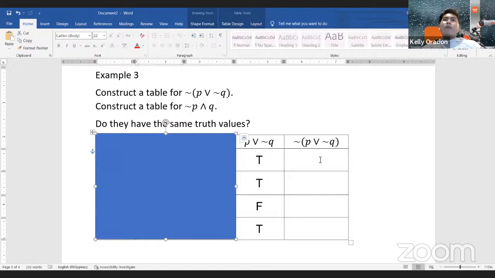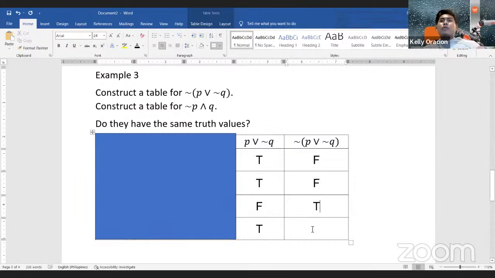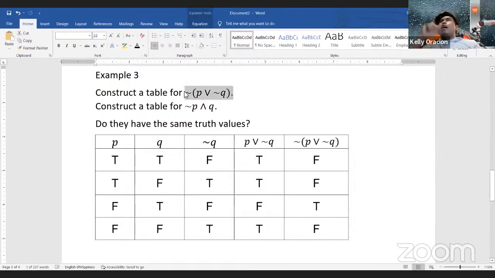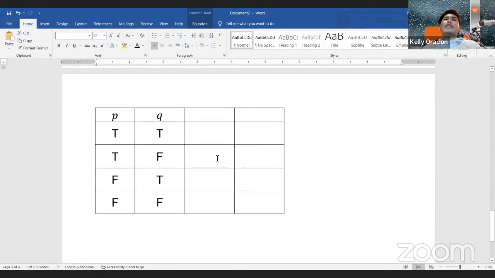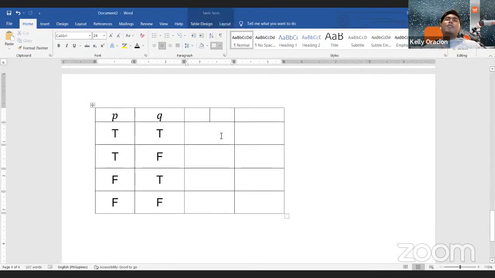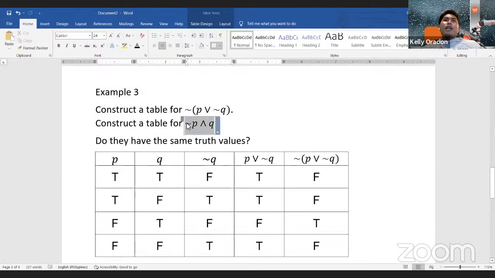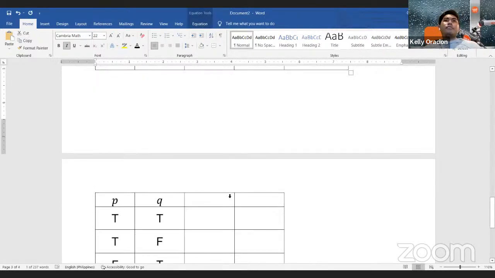Sige. Now this one, let's continue the negation of this one. It becomes false, false, true, false. And that is the truth table of our given first example. So after that, let's proceed to another table. Our focus is this one.